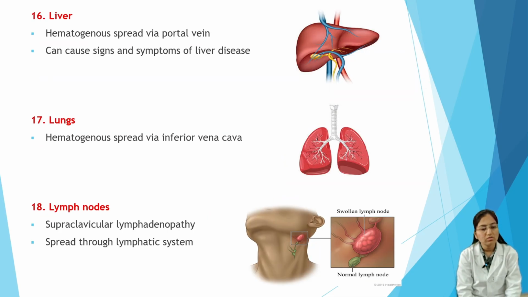Next, the sign and symptom is about the liver. Here there is hematogenous spread by the portal vein, which can cause signs and symptoms of liver disease. And then comes the lungs. Here there is hematogenous spread by the inferior vena cava. And then lymph nodes. Here, supraclavicular lymphadenopathy. We can see in the picture there, supraclavicular lymphadenopathy, and there will be swelling, and we can find it there. And then there is spread through the lymphatic system.